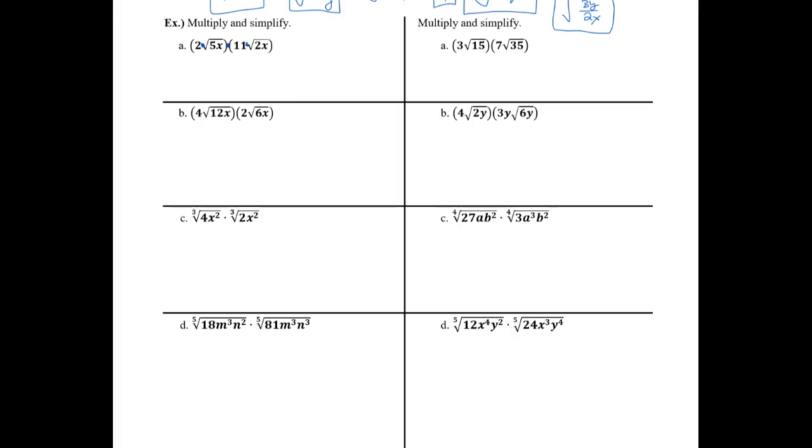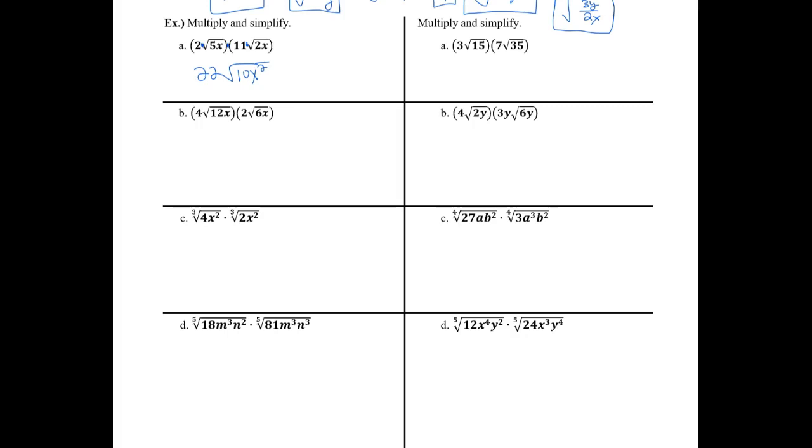So we're going to choose to multiply by these coefficients, and by coefficients, in this case, I mean the numbers that are outside of the radical. They're not underneath the radical. So I have 2 times 11, which is 22. Underneath the radical, I will have 5x times 2x, which is 10x. Or sorry, 10x squared, because of that x times x.